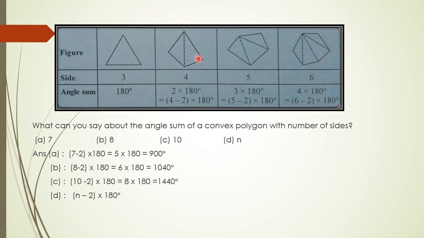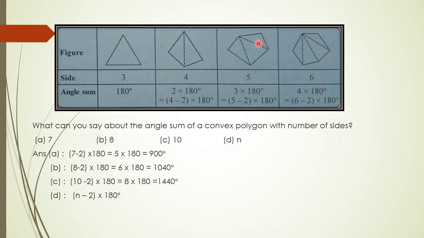And you can get the same answer by another method. Here number of sides is 4. 4 minus 2 is equal to 2. 2 into 180 is equal to 360. And here this is a figure of a pentagon, and in this pentagon we can get 3 triangles.